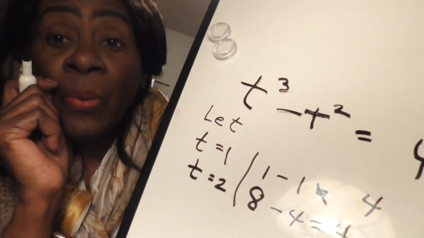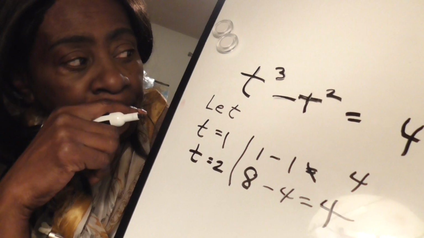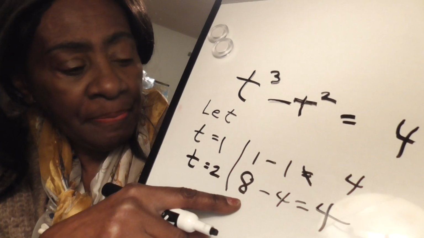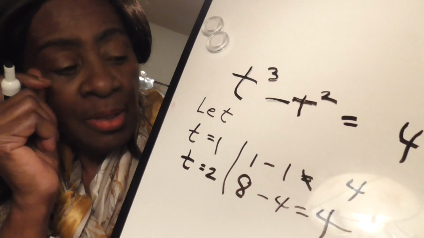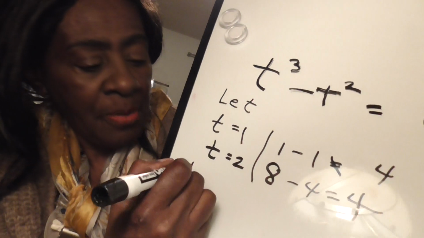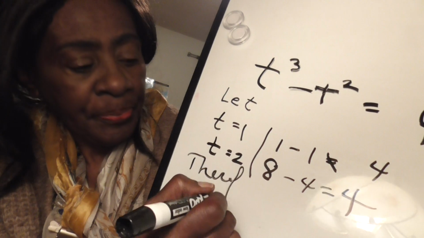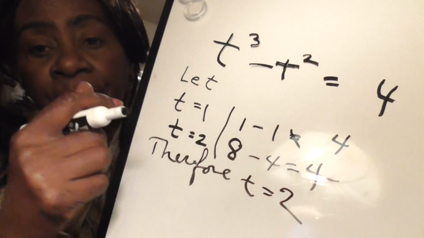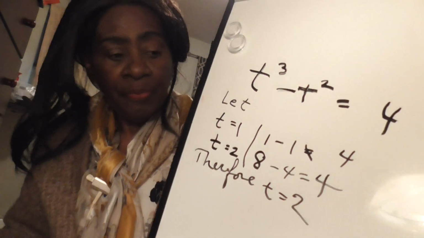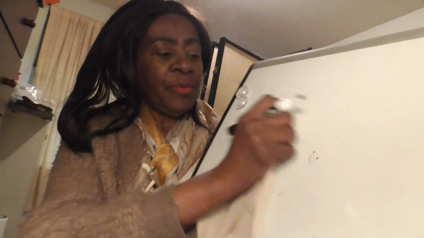If t were 2, 2 to the third power is 8. Minus 2 squared is 4. That would equal 4. So therefore, t equals 2. That was a nice fast one.